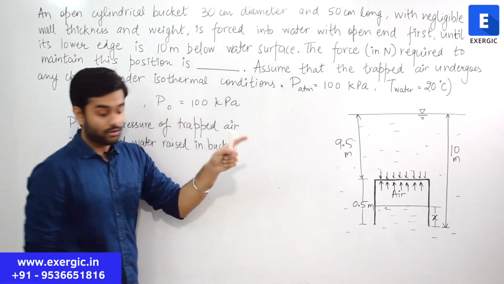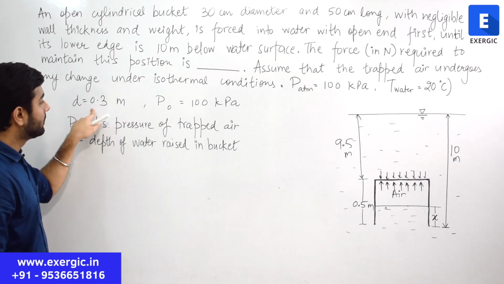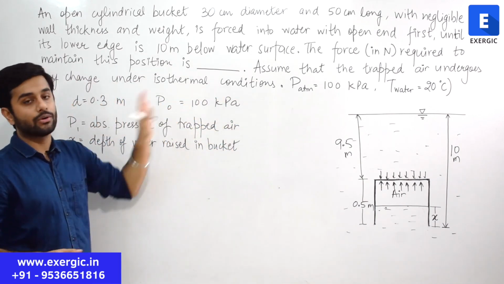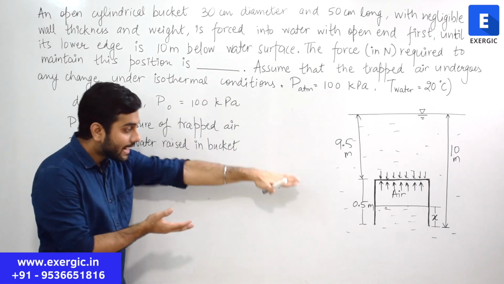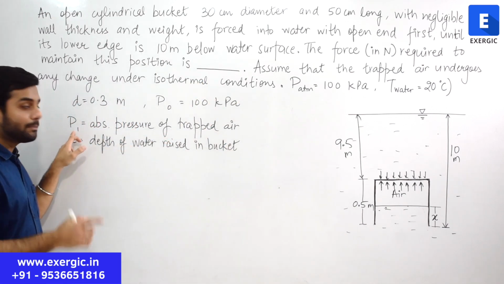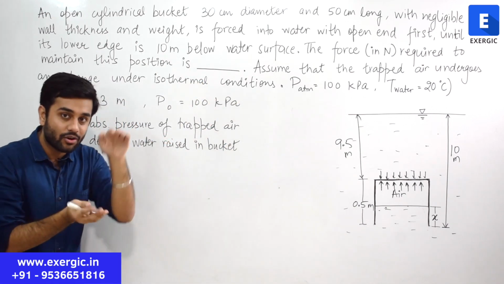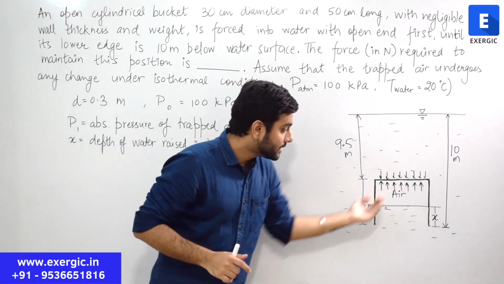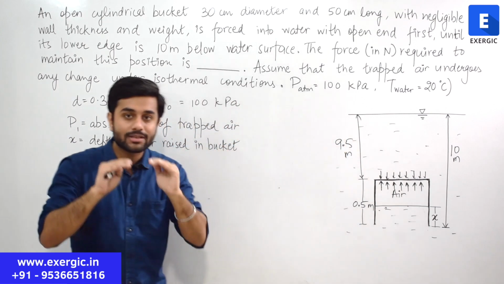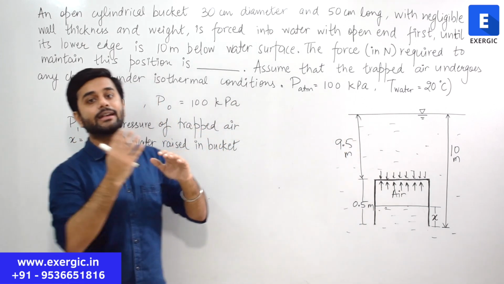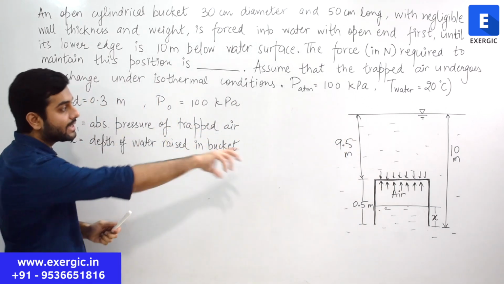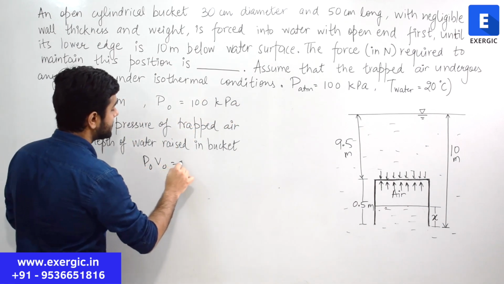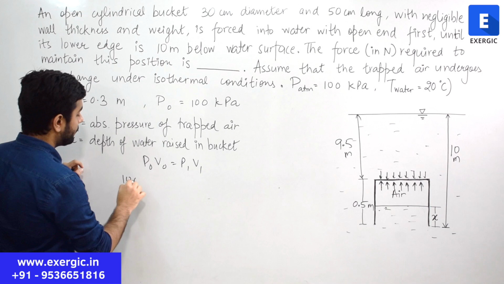The dimension of this bucket, it is written here. Initial pressure or atmospheric pressure P-atm or P0 is equal to 100 kilopascal. At that state when it is compressed, let's say the P1 pressure is the absolute pressure of the trapped air inside. And X tells you up to how much depth or height or level the water has entered into the bucket. For the isothermal compression as given, if we apply P0 V0 is equal to P1 V1, what we will get?